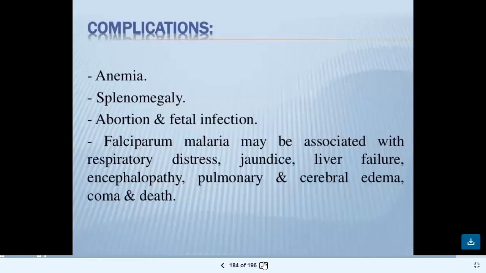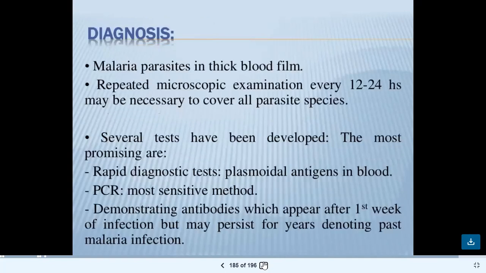Complications include anemia, splenomegaly, abortion and fetal infection. Falciparum malaria may be associated with respiratory distress, jaundice, liver failure, encephalopathy, pulmonary and cerebral edema, coma and death.